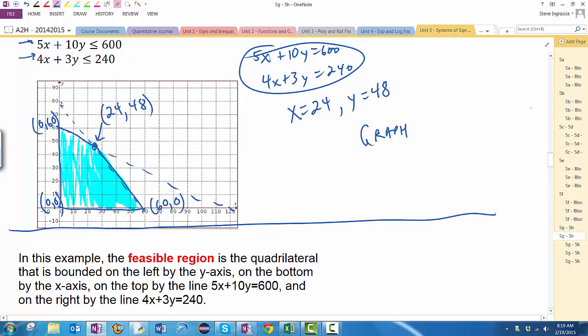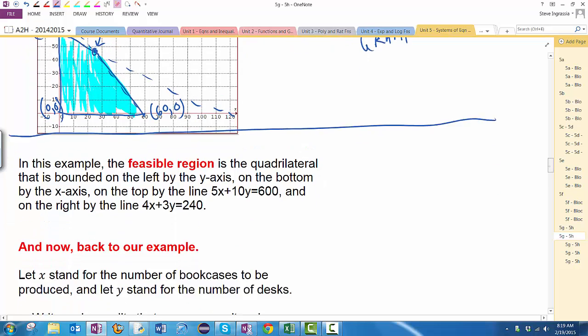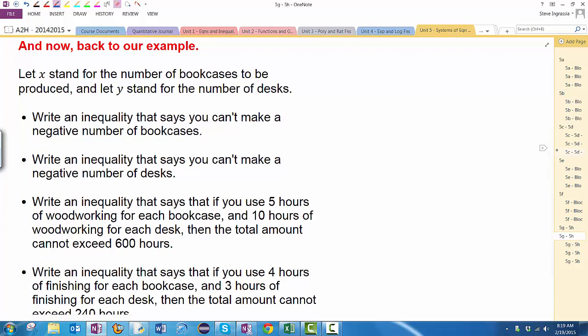Okay, now that I've got this, the feasible region is the quadrilateral that's bounded by all of those lines. What does that have to do with my linear programming? Well, what were those silly inequalities I gave you? Let's write an inequality that says you can't make a negative number of bookcases, where x is going to be the number of bookcases and y is going to be the number of desks. So what's the inequality that says you can't make a negative number of bookcases? X has to be greater than or equal to 0. What's the inequality that says you can't make a negative number of desks? Y is greater than or equal to 0.